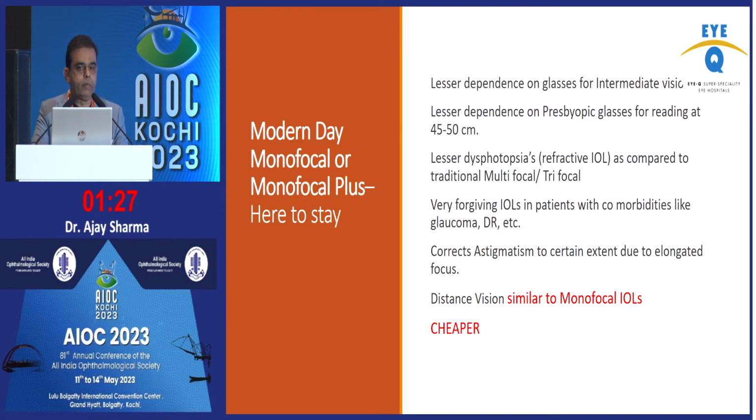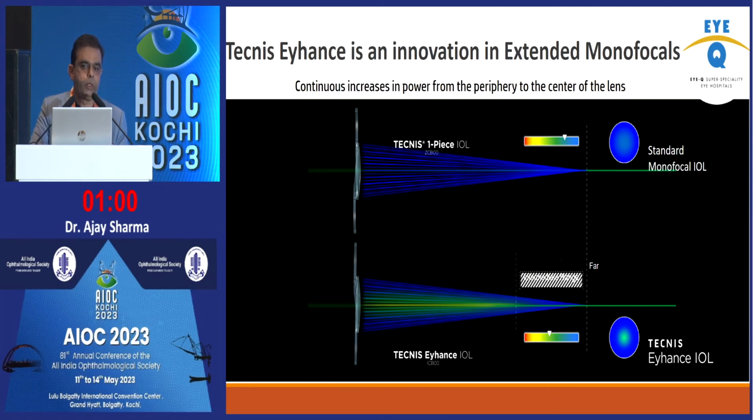Now these lenses are very good. They give lesser dependence on presbyopic glasses for reading, at least at 45 to 50 centimeters. They can't do 30 centimeters, but patients are extremely happy because they get good intermediate vision, and the look is just similar to a monofocal IOL. There are no rings inside, so there are no glare and halos. They are comparable to any monofocal lens. You can see the beam split function here, how easily it extends to the far and intermediate vision.